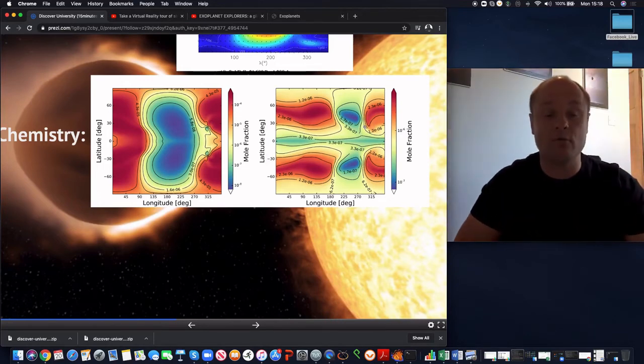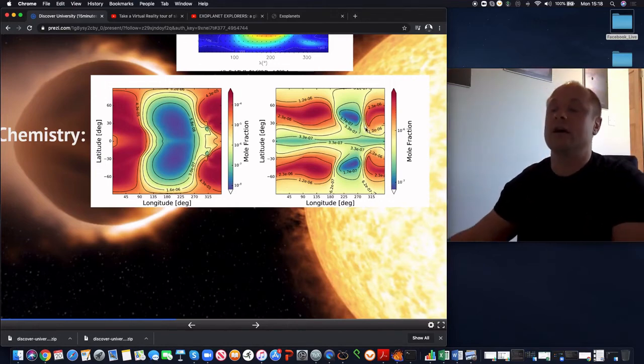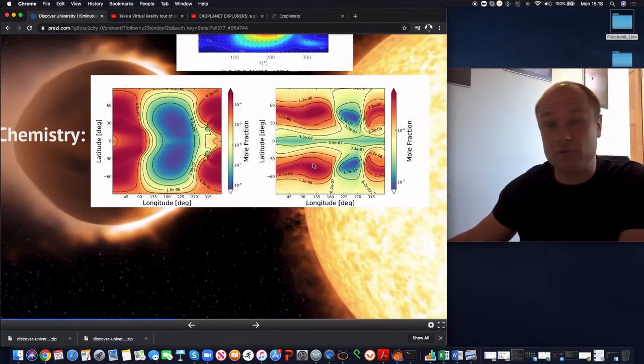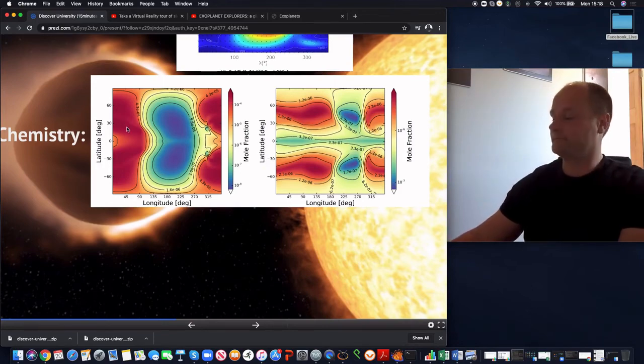Now this is really important because when we look at the observations, what we might think we're seeing is light coming through this region here with a certain amount of methane. But actually we're showing if you don't understand the flows and how they interact with the chemistry, you get the wrong answer and your observations will look very different. You can see the methane concentration here is different to here.